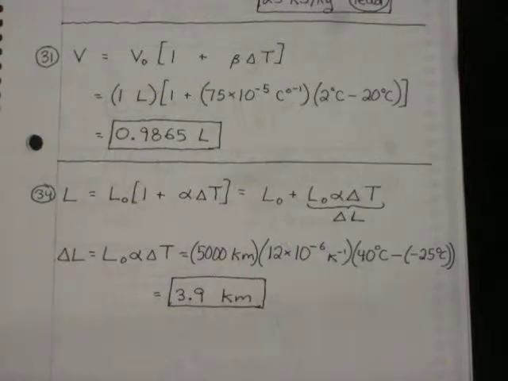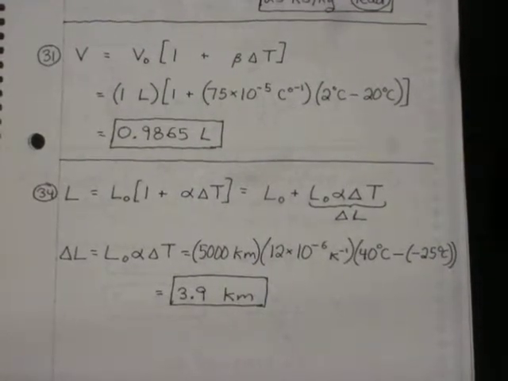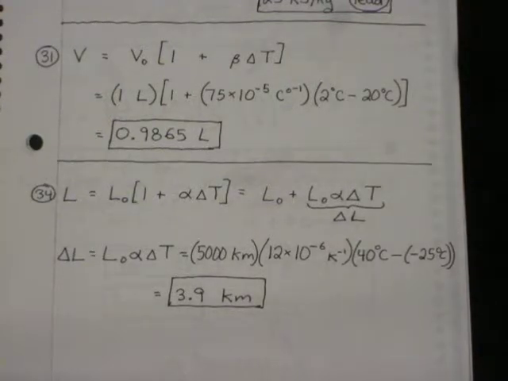Number 34. A single piece of welded steel railroad track 5,000 kilometers long. If the track were free to expand, how much would its length change if the entire track went from cold winter to a hot summer day? Alright, how much would it change? Meaning I'm looking for a delta L, looking for L minus L naught.